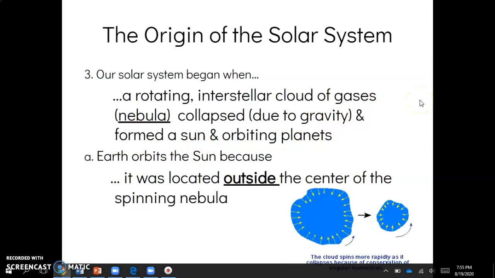Our solar system, consisting of our sun and the planets that we grow up learning about, began when a rotating interstellar cloud of gases called a nebula collapsed. And this collapse was due to gravity, and it did form the sun and the orbiting planets, which is us, right? So Earth and all the other planets. And then Earth orbits the sun because it was located outside the center of the spinning nebula.